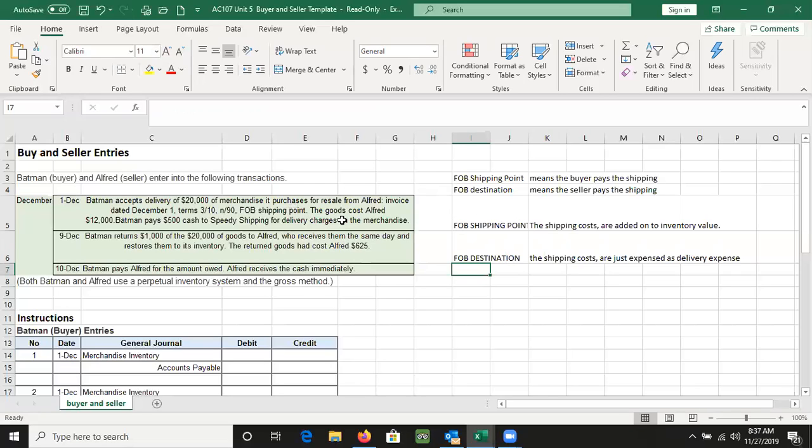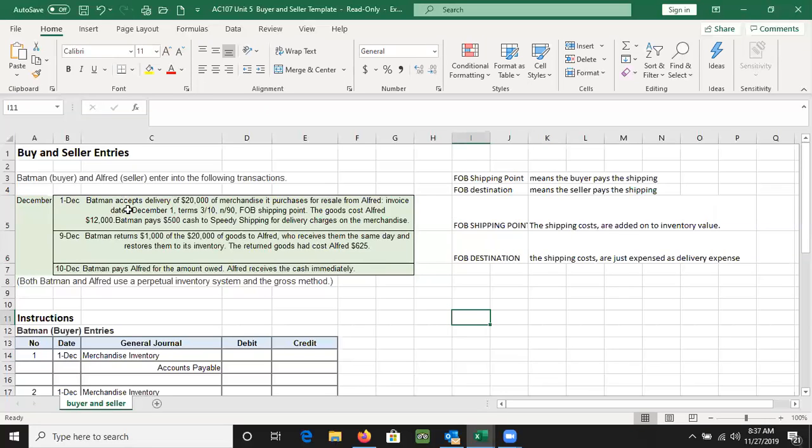The problem then goes on. The goods cost Alfred $12,000. Batman pays $500 cash to Speedy Shipping for delivery charges on the merchandise. So even though it says FOB shipping point up here, it still tells you Batman's the one that pays the cash. All right. Then we have more stuff.